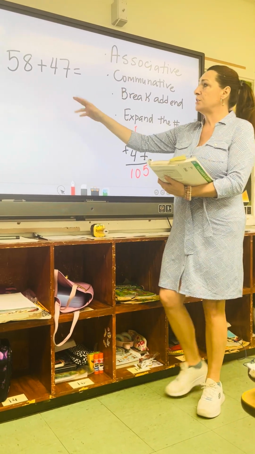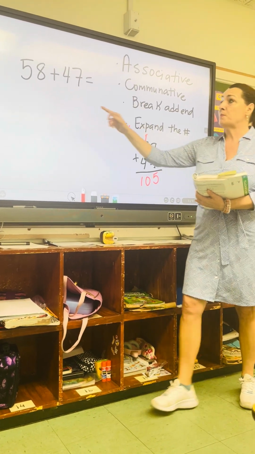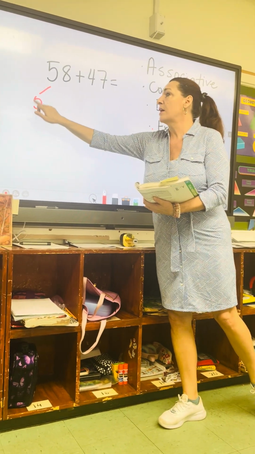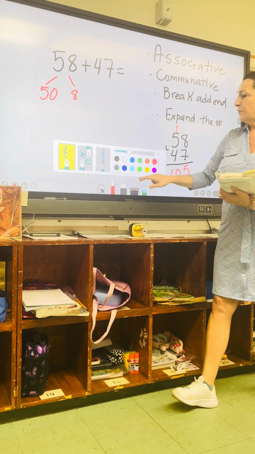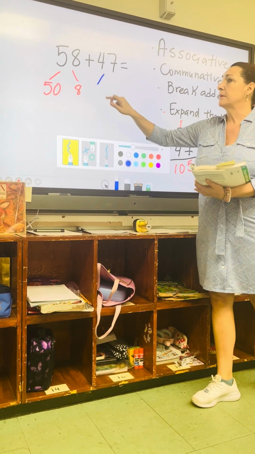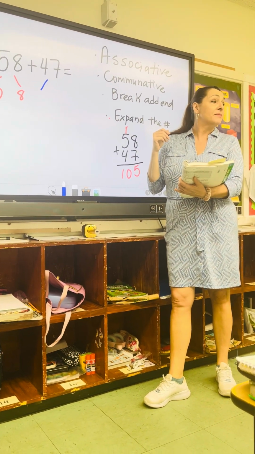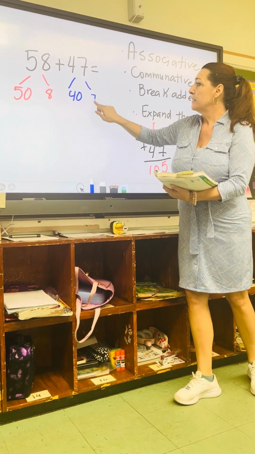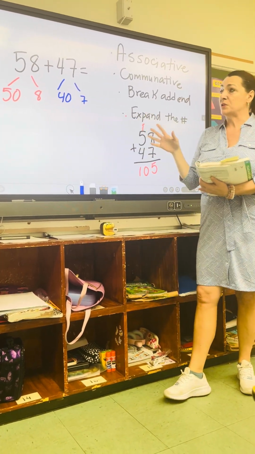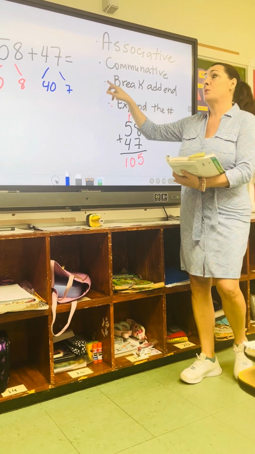What you can do is first expand the number. How do you expand 58? You break it down to 50 and 8, right? And then you expand the 47. Who's going to tell me how to expand 47? Yes? 40 and 7. So now we expanded, or broke down, the numbers to 50 and 8 and 40 and 7.